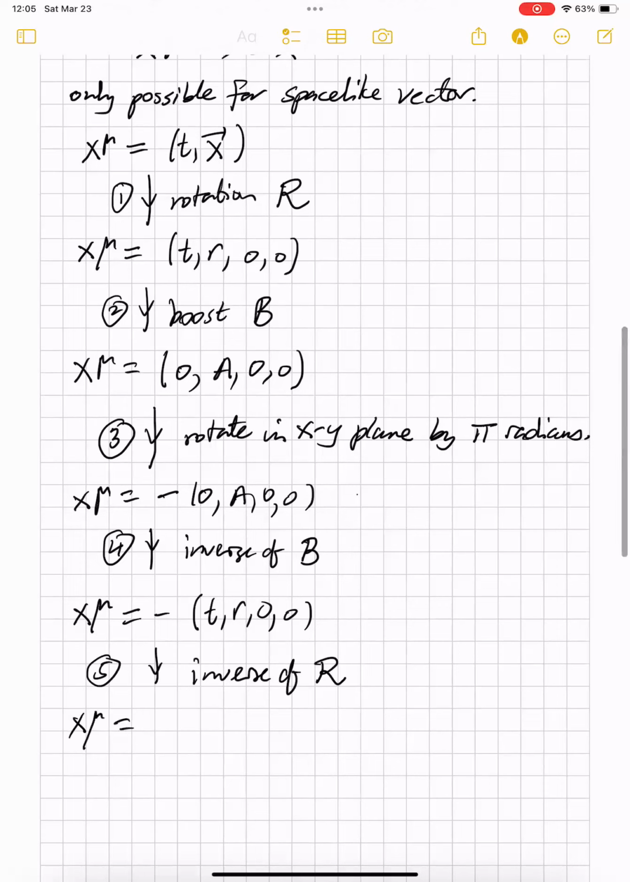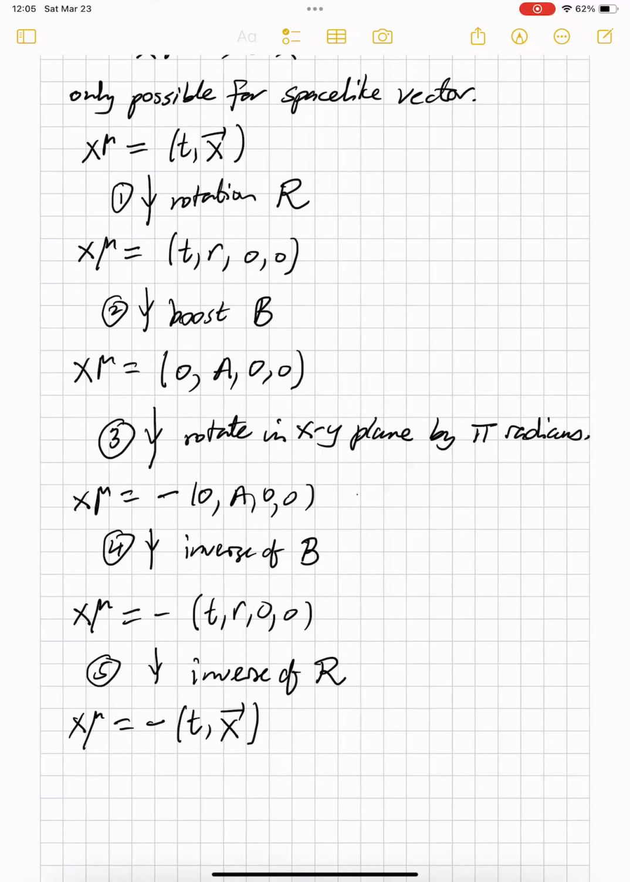Okay, so we've broken this Lorentz transformation up into a sequence of steps. There's a rotation. You must work out what that rotation should be. There's a boost. Work out what that boost should be. Compose that with a rotation in the xy plane by pi radians, and then use the inverse of the boost and the inverse of the rotation, and that composite transformation will take any space-like vector into minus itself.